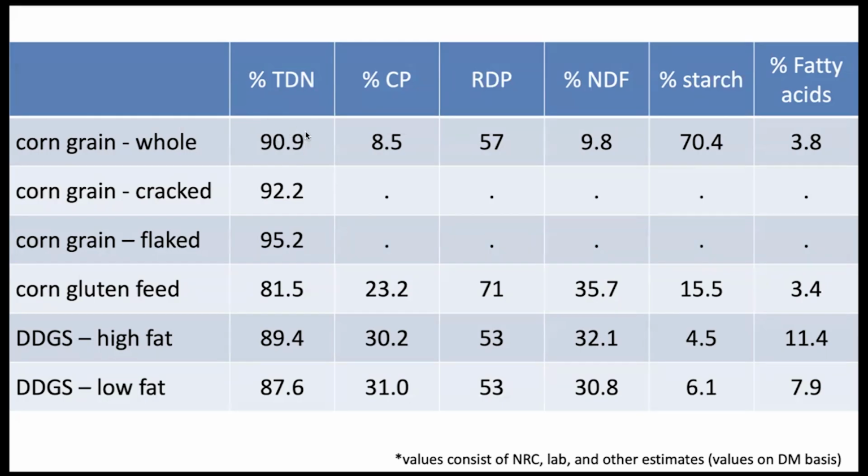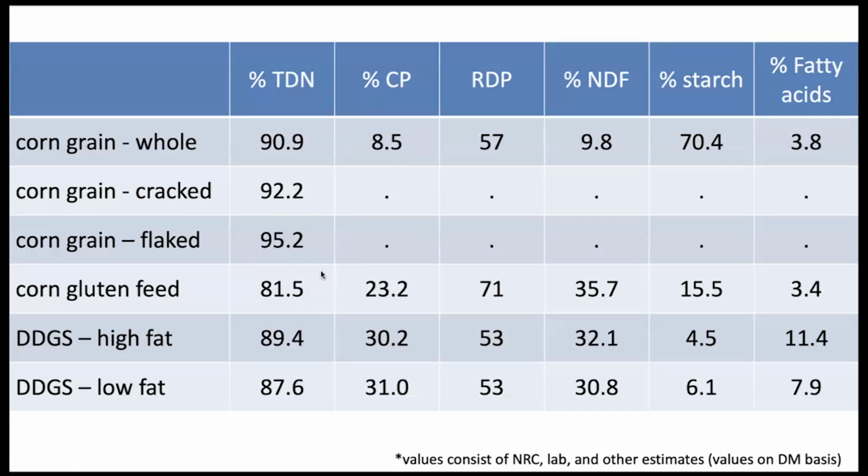Corn is an energy source, as we can see from a really high TDN value here. That's going to be one of the highest levels of TDN you're going to see tonight. It's not a great source of protein. It's low in protein here. And you can see most of that energy is actually coming from starch. So 70, a little over 70% starch on average.